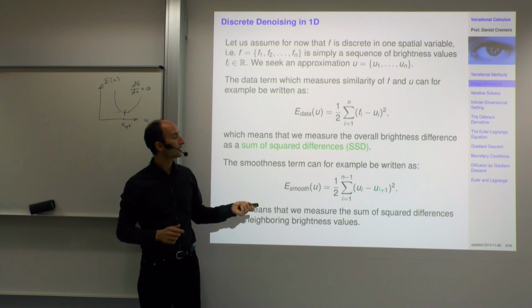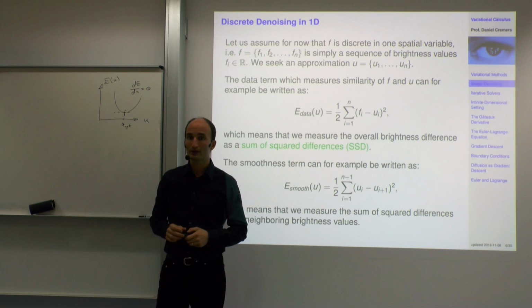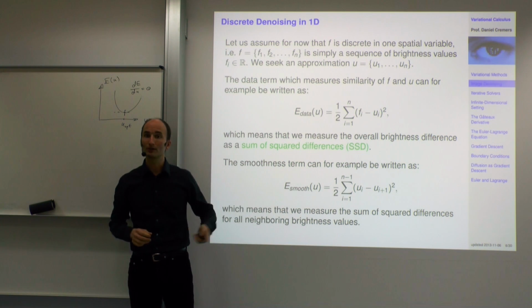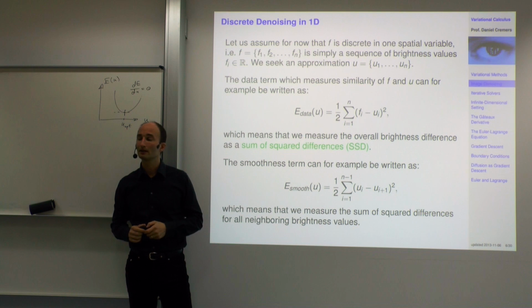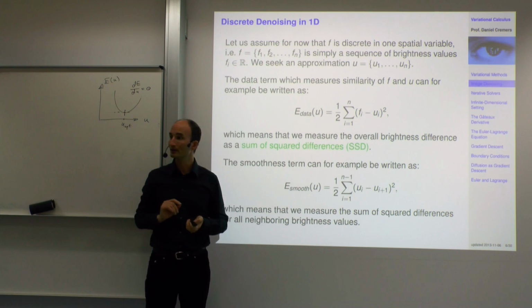Why these two choices are the most popular ones, anyone want to take a guess? What is good about these choices? Why is a quadratic error useful? What do you think? Convex function. It's convex, very good, yes. So this is a parabola, so it's convex, that's a good thing.